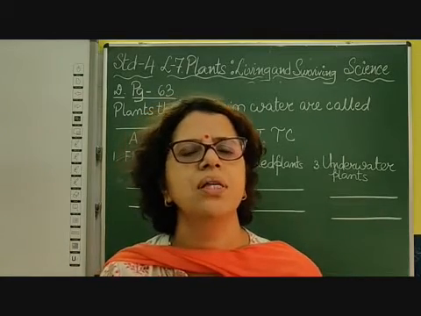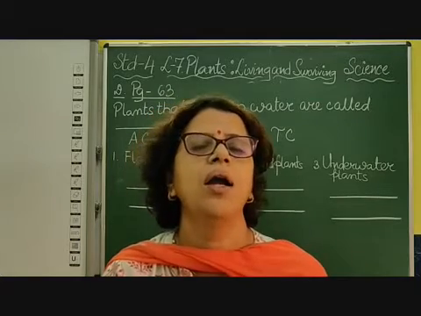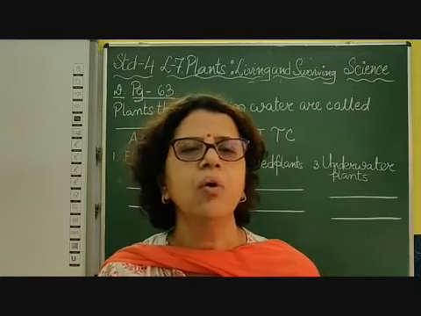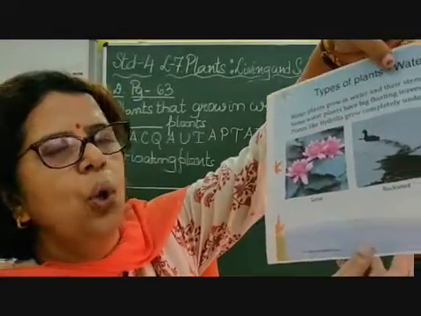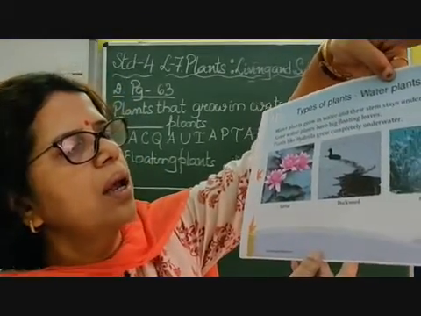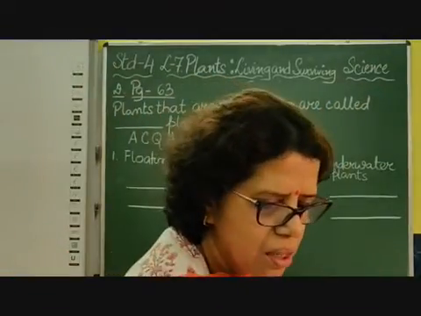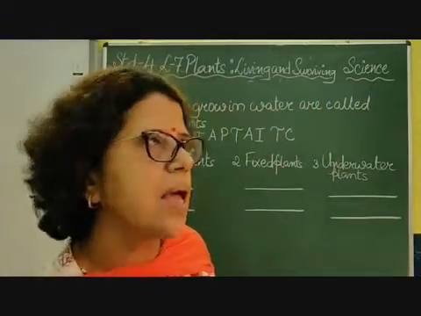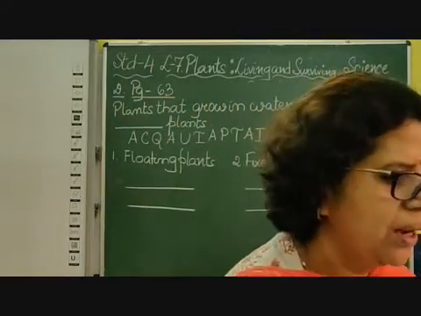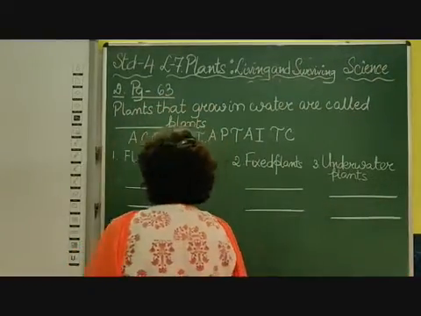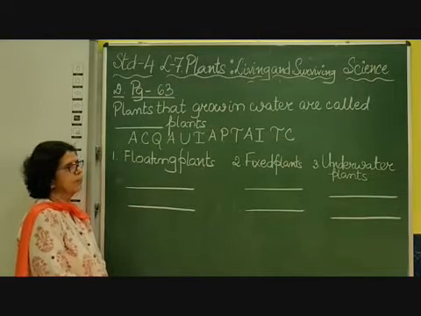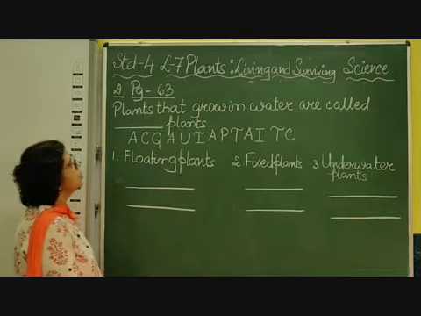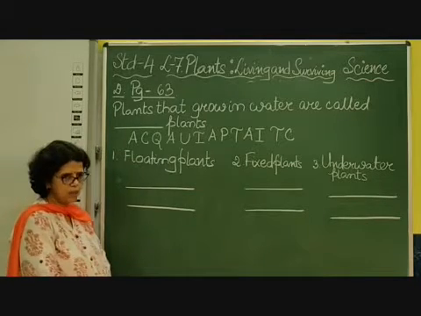And the third one we studied is the underwater plants that grow fully under the water. So these are the three categories we have already learned. We have studied lotus, duckweed and hydrilla type of plants. Now children, let us do an exercise from your textbook, given here on page number 63. Page number 63, question number D. Now what you have to do is, plants that grow in water are called dash plants.